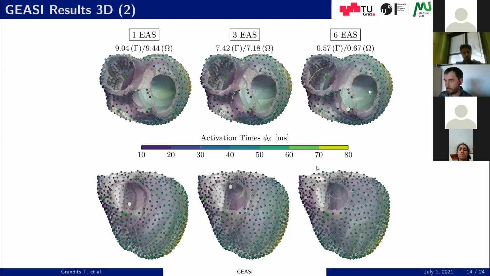And similarly for the in silico model, here we actually know the ground truth. So here we know we have 6 earliest activation sites, but it's an interesting observation. For example, if you only have 1 earliest activation site, this actually moves to the metric middle of all the points to minimize the mismatch, and you get a quite good mismatch already with 1 earliest activation site, even though this underrepresents the model. And with the correct number of earliest activation sites, you get a very good fit.